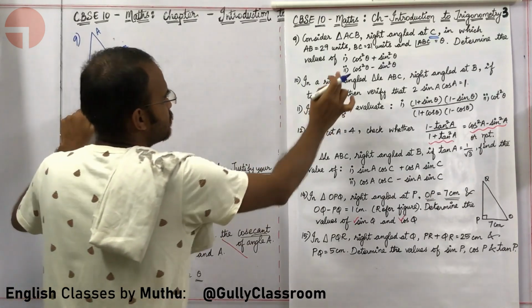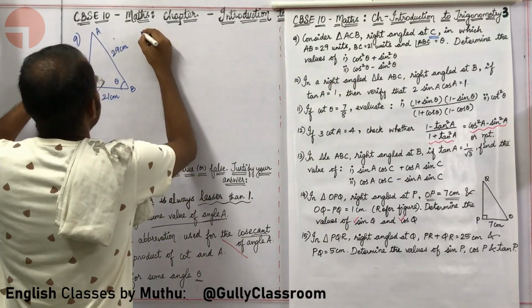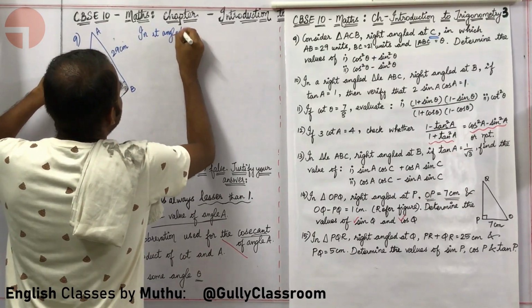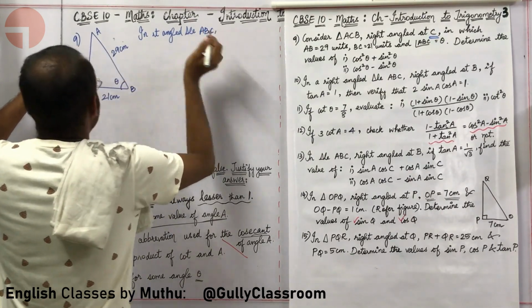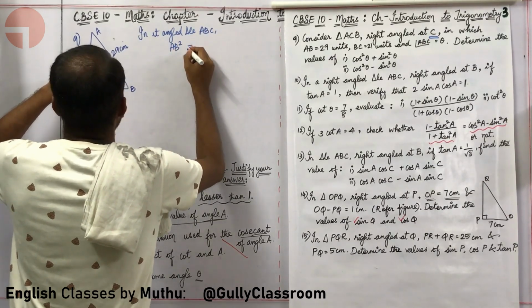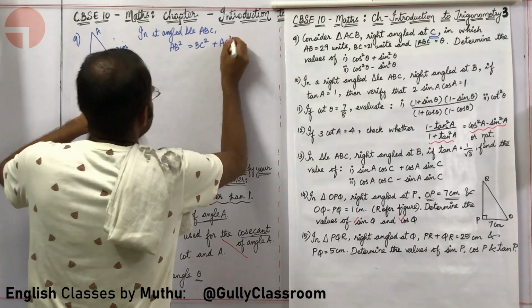They are asking us to determine these 2 particular terms. How are we supposed to do this? Let us apply Pythagoras theorem. In right angled triangle ABC, what are we taking? We are taking the hypotenuse square, which is AB square is equal to BC square plus AC square.